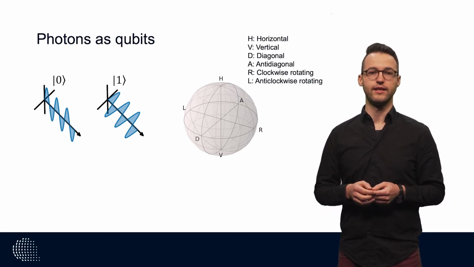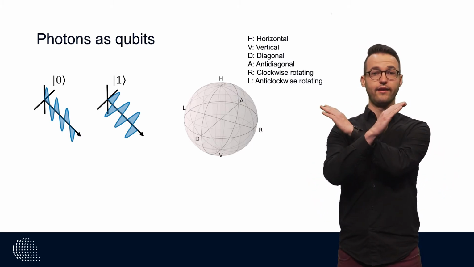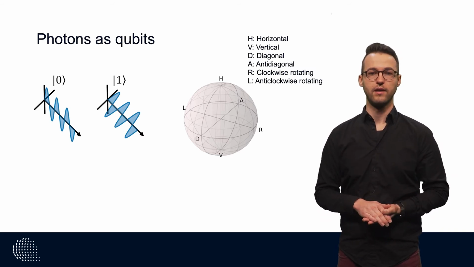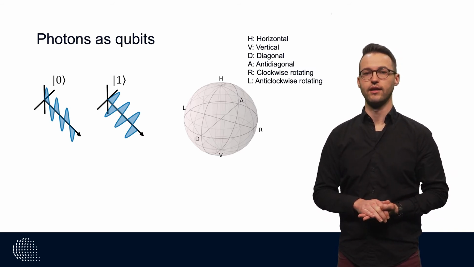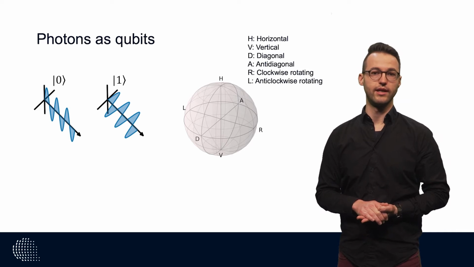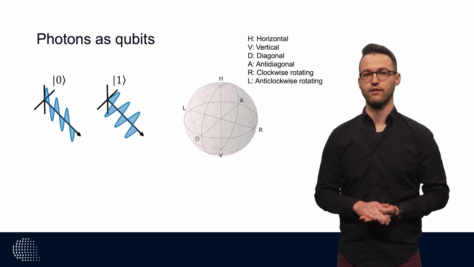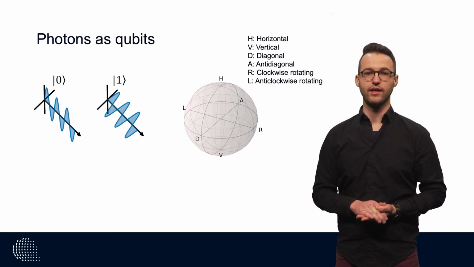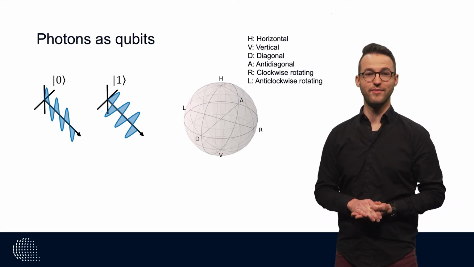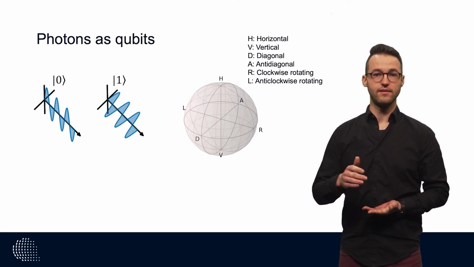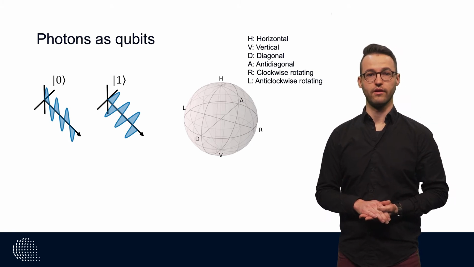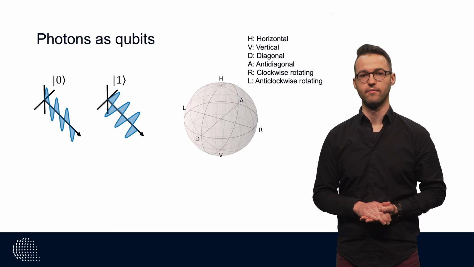The plus and minus states become diagonal and anti-diagonal polarizations. The plus i and minus i states become rotating polarizations. Plus i rotates clockwise and minus i rotates anti-clockwise. In this way, we can differentiate the two polarizations and measure the state of the photon. These approaches can be used to not only build photonic quantum computers, but also to connect quantum computers and send qubits between them. Thus, photons also play a vital role in quantum key distribution.